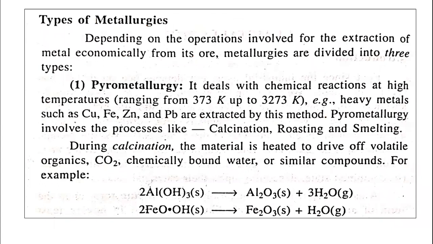Now we know what metallurgy is. Now let us discuss types of metallurgies. Metallurgy is a process where metals can be extracted from their ore. Depending on the operations involved for the extraction of metal economically from its ore, there are three types of metallurgies.